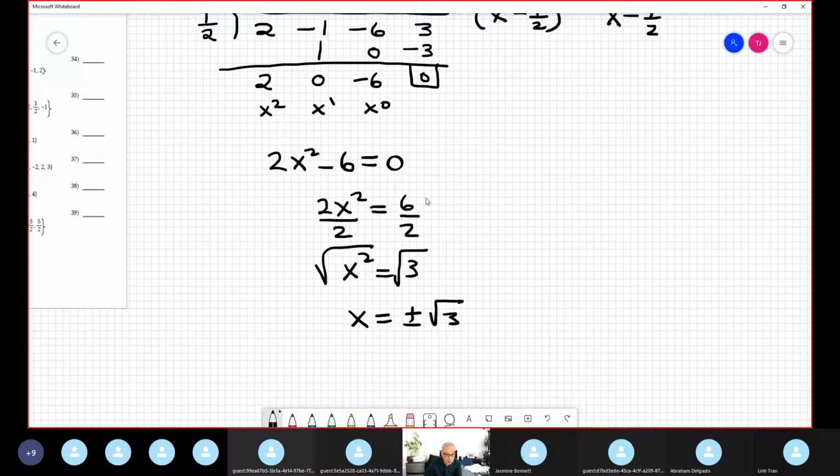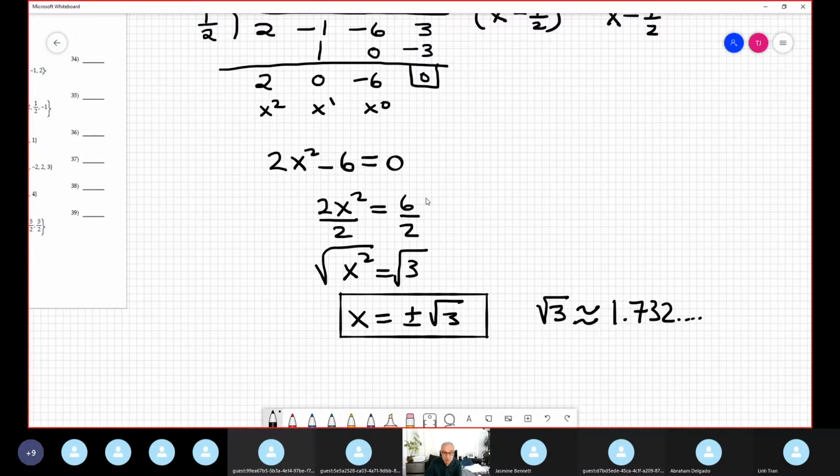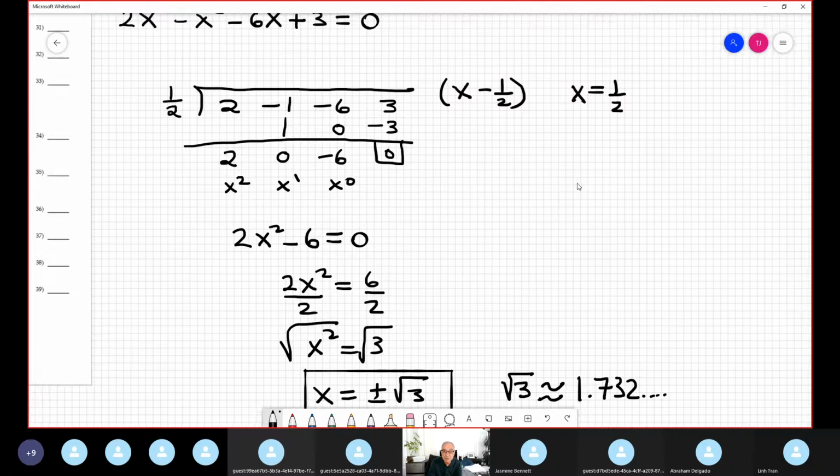This radical 3 is the famous one, with the decimal approximation 1.73 something, I guess. This is irrational. It continues forever, infinite decimals, because it's irrational. So what is the final answer? Well, this is the final answer, and this is also the final answer.